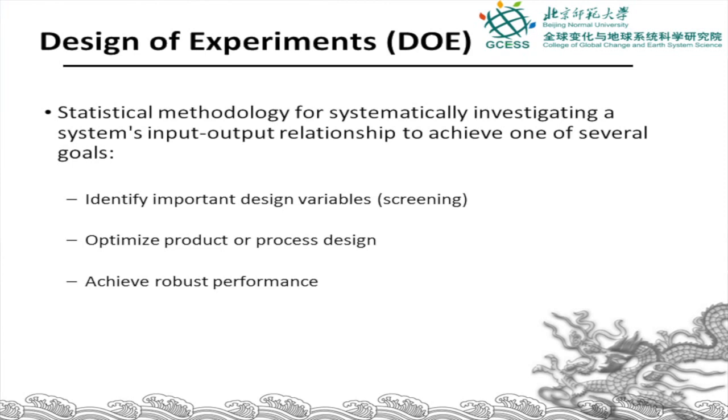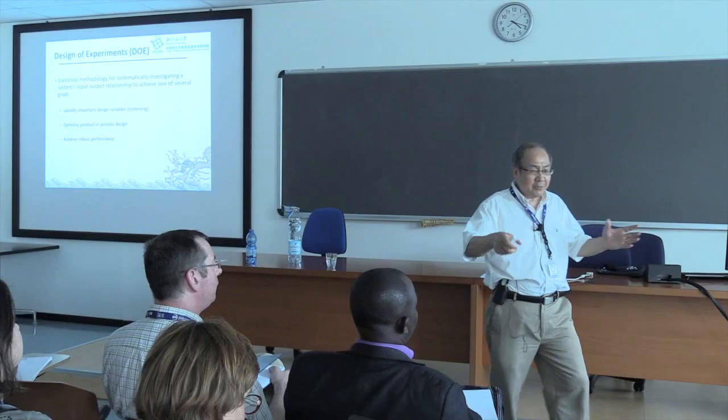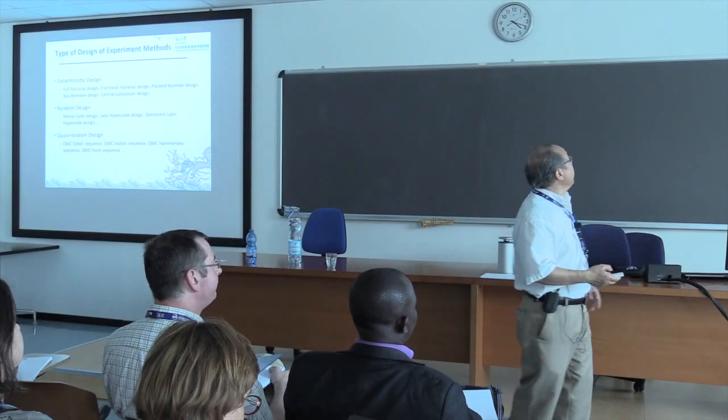So this is the screening. Okay, we're talking about optimizing the process or the product, and then also achieving robust performance. And for people, there are many books on design of experiment, and here we're trying to use this to achieve this. The importance of identifying the important parameters.